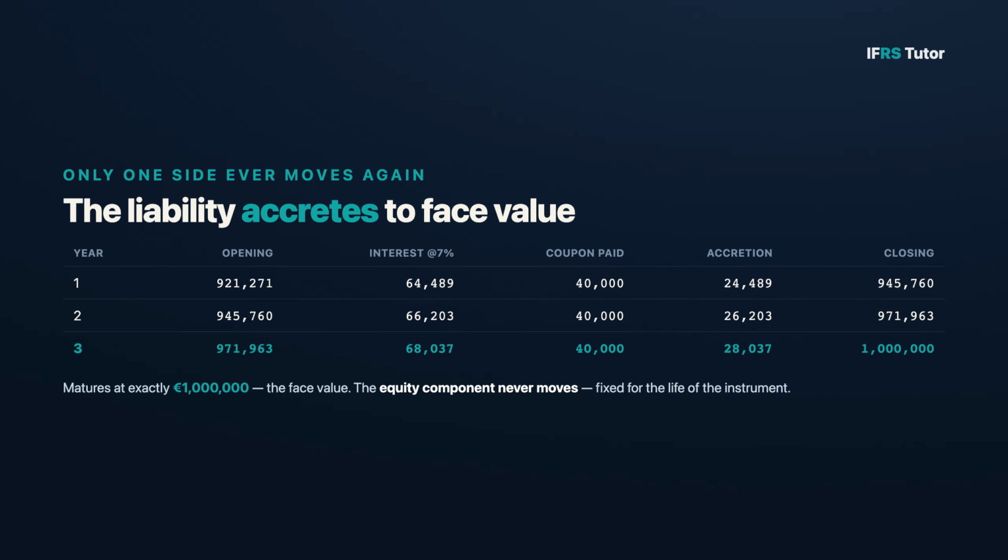The liability component behaves exactly like the debt you already know from IFRS 9. It accretes at the market rate, 7%, using the effective interest method. Year 1, interest expense 64,489, cash coupon paid 40,000, the gap, 24,489, adds to the liability. Run it 3 years, and the liability grows to exactly 1 million. The full face value, right on maturity. The equity component, it never moves. Once split, it's fixed for the life of the instrument.